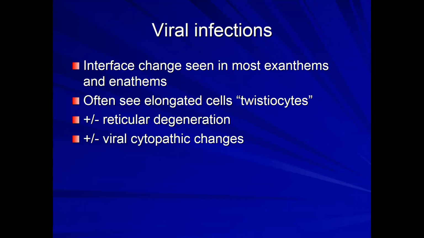Viral infections. So viral infections, remember I talked about the big three: drug, viral, collagen vascular. So in most exanthems and enanthems, both viral and drug, you're going to see an interface dermatitis. You'll often see these elongated histiocytes like we just mentioned. And then you may or may not have other special viral changes like herpes changes or this reticular degeneration change we're going to see in certain viral entities.